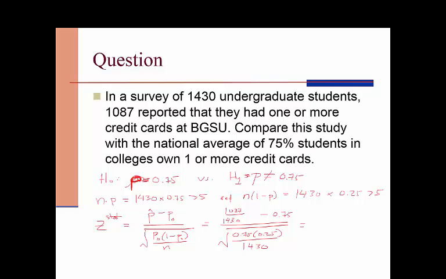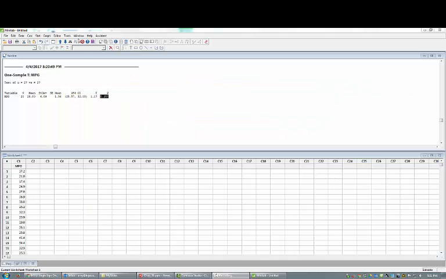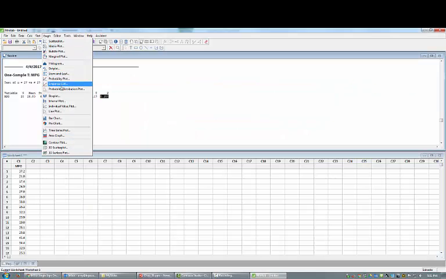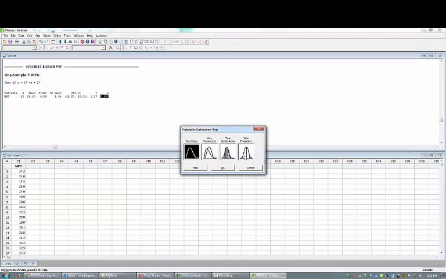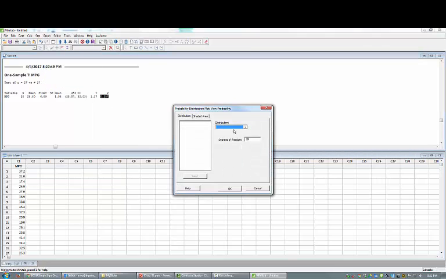Okay, and when you work that out, that turns out to be 0.89. Okay, and then you go to Minitab to find out the p-value. Right, so that's Graph, Probability Distribution Plot, View Probability. We're back to the z-distribution, right? So normal with a mean of 0 and standard deviation of 1.